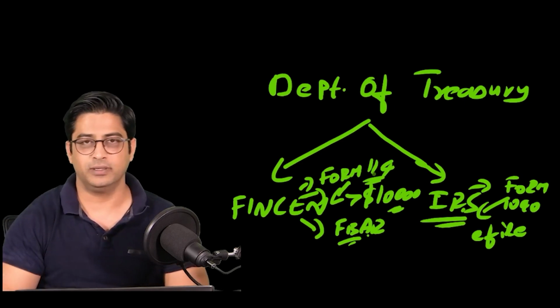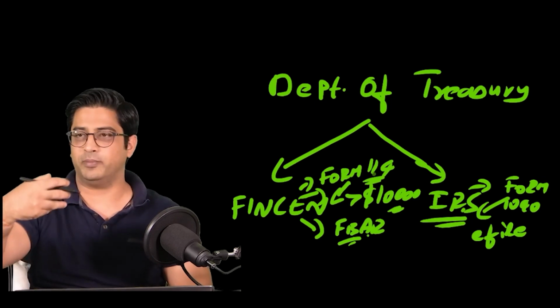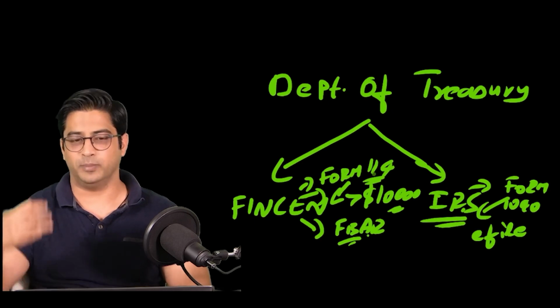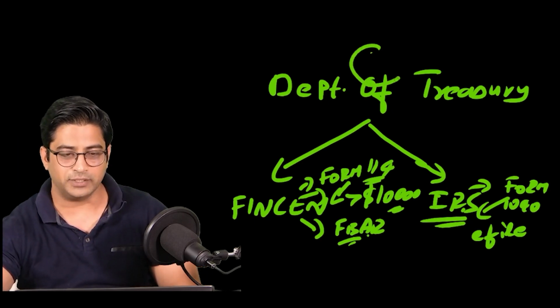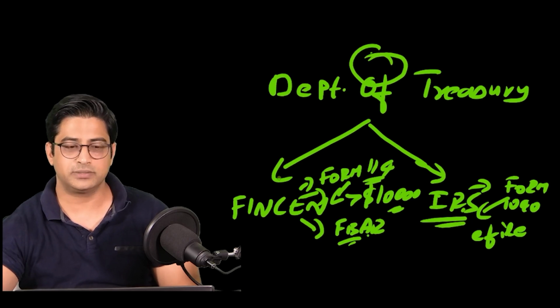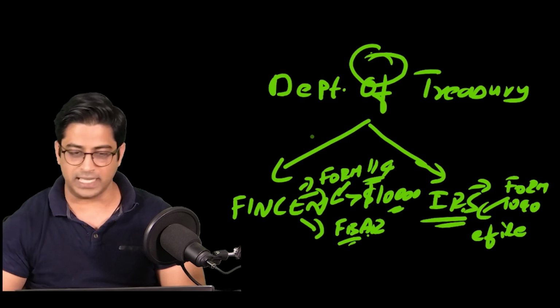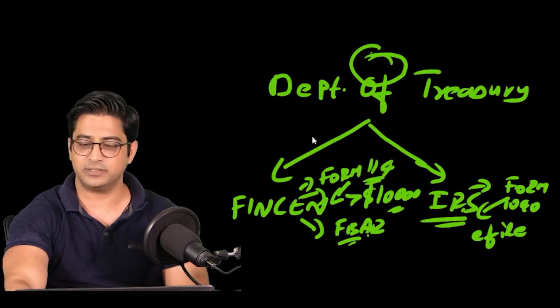This is FinCEN. FinCEN is also a branch out of the Department of Treasury. IRS is also coming out of the Department of Treasury. So the main branch is the Department of Treasury, and under this, we have FinCEN and other branches as part of the Department of Treasury. One is IRS and another is FinCEN.